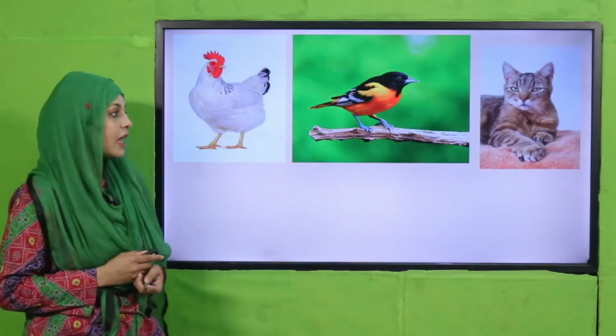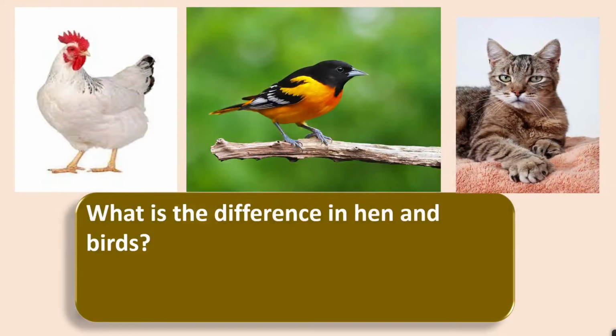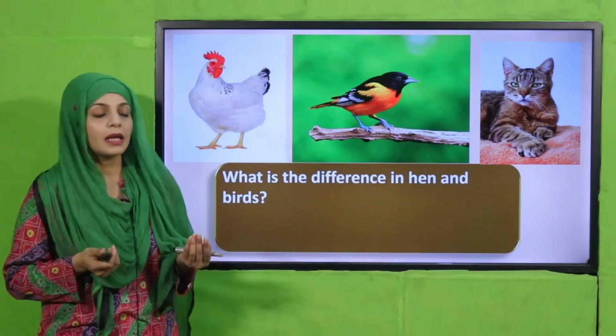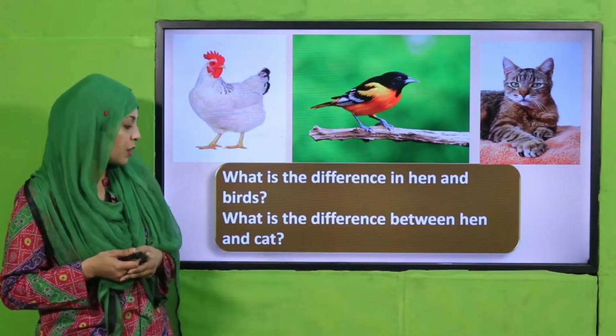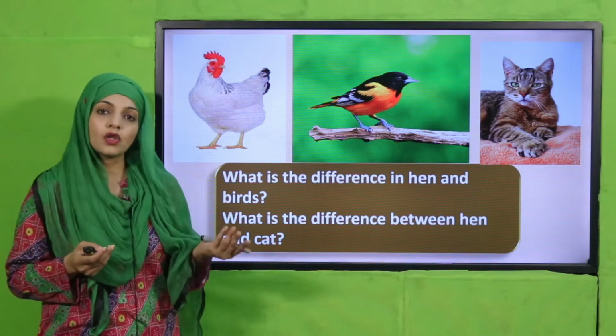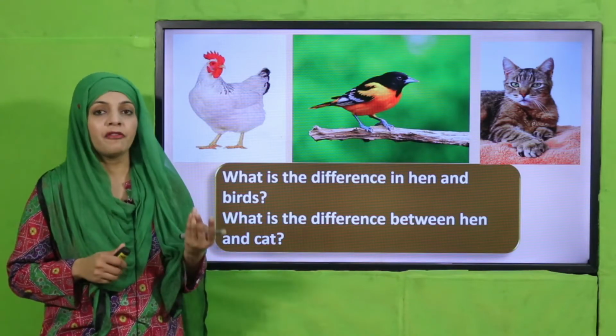So here you can see different animals on your screen. Quickly tell me, what is the difference between a hen and a bird? Hen cannot fly, birds can fly. Hen does not live in a nest, whereas birds live in nests. Now what is the difference between a hen and a cat? Cat eats meat, hen does not eat meat. Cat has fur, whereas hen has feathers.